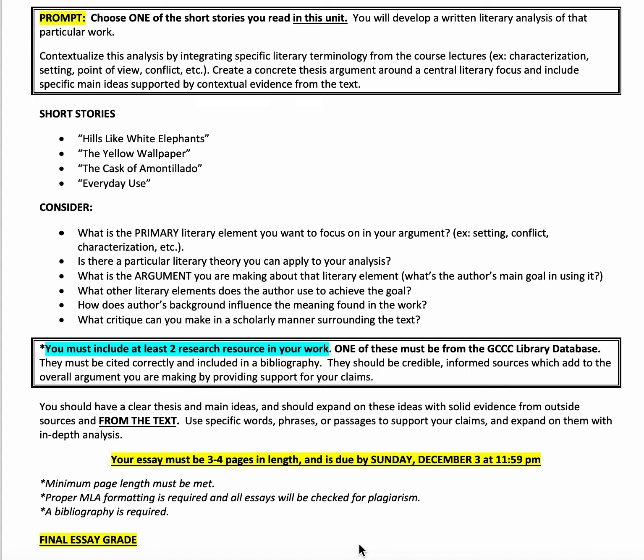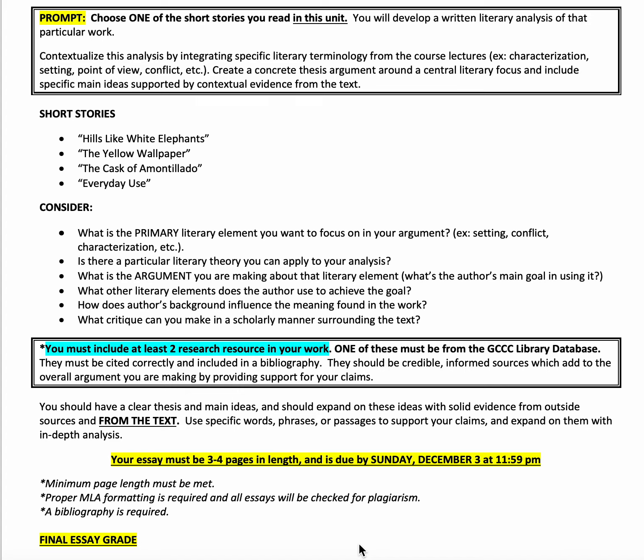So the last thing you can also think about is kind of how the author's own background influences the meaning found in the work. So in every one of these works, maybe a little less with the Cask of Amontillado, but almost with every one of these works, they are heavily influenced by the experiences of the author themselves. So in Hills Like White Elephants, Hemingway was an expat who lived in Europe who went through the war. The Yellow Wallpaper, Charlotte Perkins Gilman herself went through the rest cure. And in Everyday Use, her own identity as a female author plays into this story. And then what critique can you make about this in a scholarly manner?